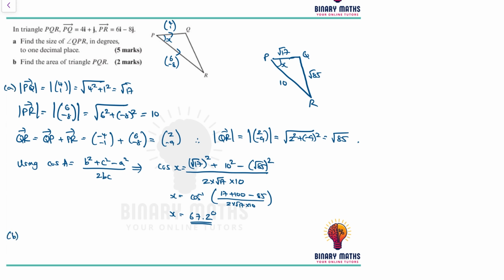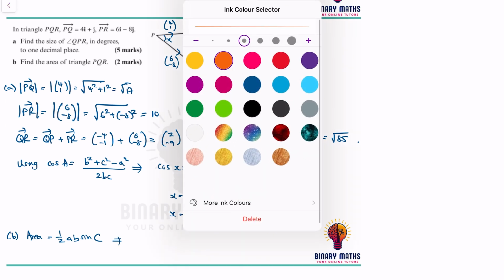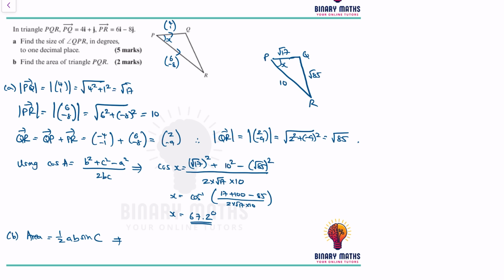For part B, area is equal to half ab sine C, which implies, because this is C, this must be A, and this must be B. So area is equal to half times root 17 times 10 times sine 67.2, which works out to be 19.0 units squared.